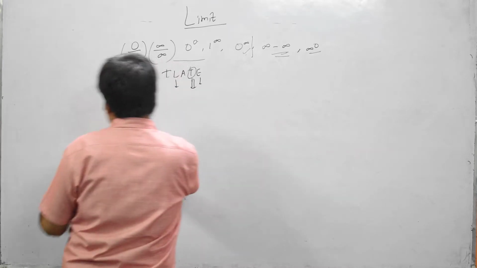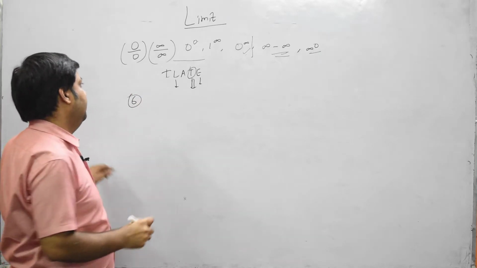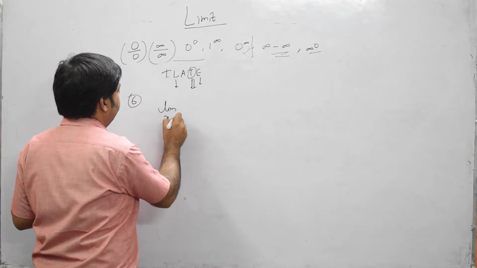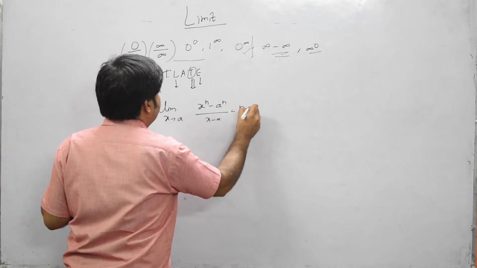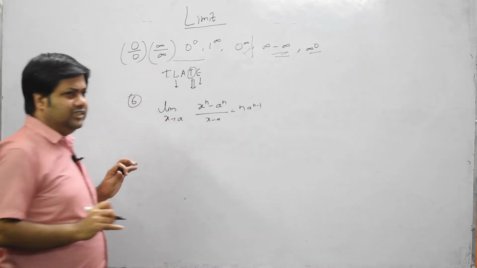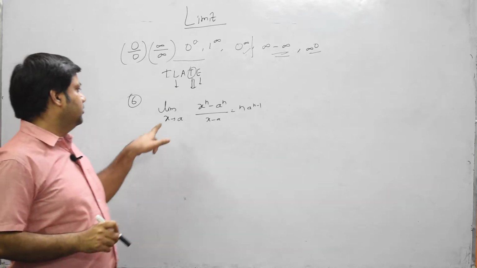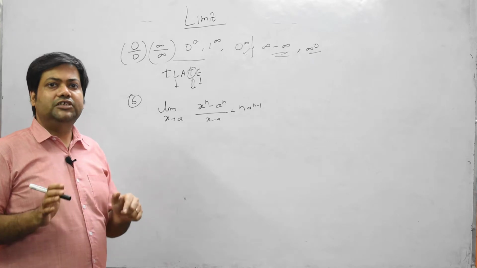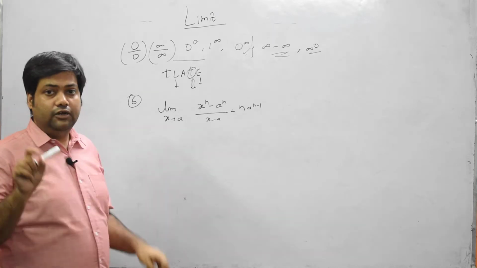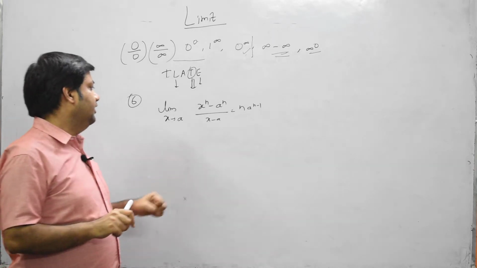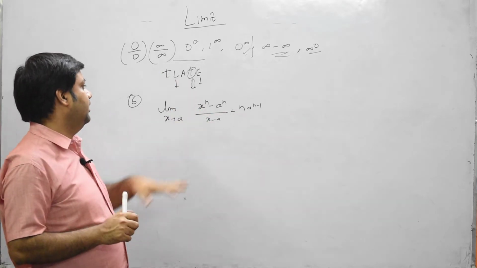So let's move to the algebraic formula, the 6th one. The algebraic formula is: limit x tending to a, (x to the power n minus a to the power n) by (x minus a), is n a to the power n minus 1. Now this formula has an entirely different nature compared to others. How? Because this is the first formula we are discussing which does not have x tending to 0 or similar boundary values. Here it's x tending to a, which is a finite value. That's the first difference. The second difference is that this is an algebraic one, and obviously this is different from what we have done.